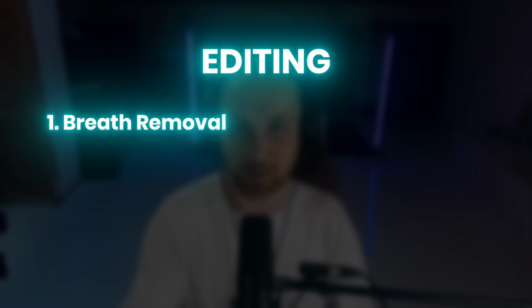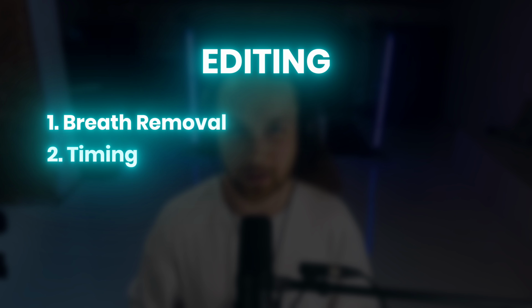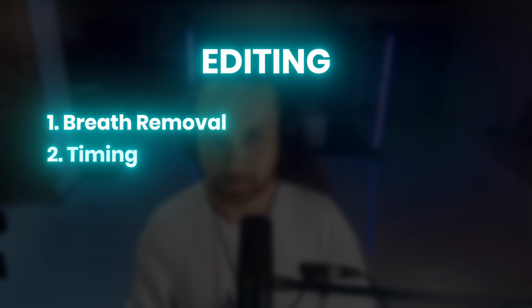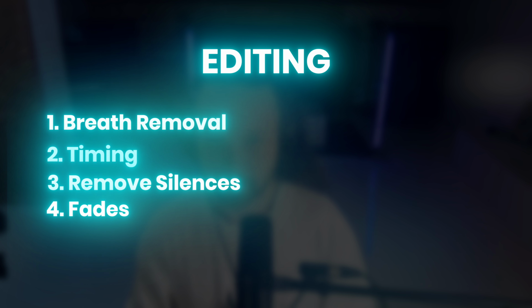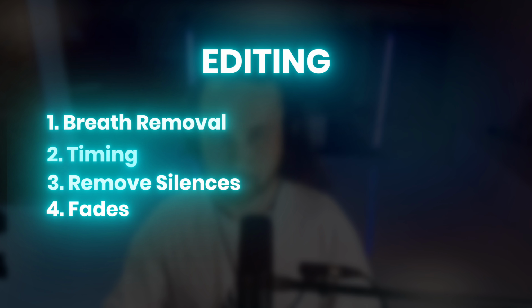Okay, so since we created our arrangement, we want to edit the whole thing. How do we do that? Breaths, if not specifically wanted, always remove them. That will clean up the whole thing. Then we have timing correction, so all the consonants and held notes are lining up. Then we want to remove the silences, and we want to do crossfades so we don't get any pops.